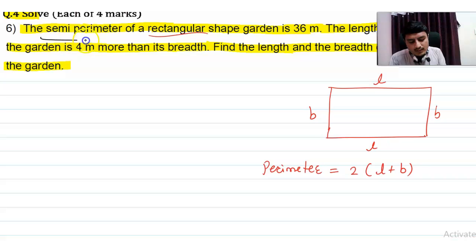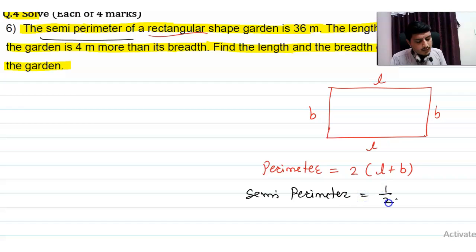We have been given here the semi-perimeter. What is meant by the semi-perimeter? That means perimeter divided by 2, ultimately half of the perimeter. So half times the perimeter is nothing but 2 times length plus breadth. The 2 gets cancelled, so the semi-perimeter becomes just length plus breadth of the rectangle. That means we have L plus B.